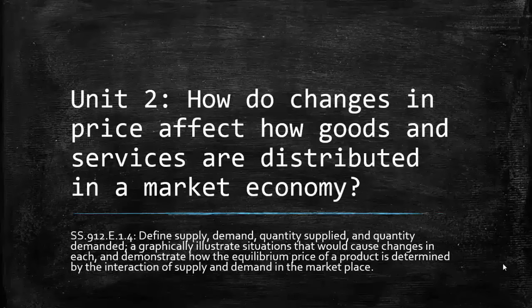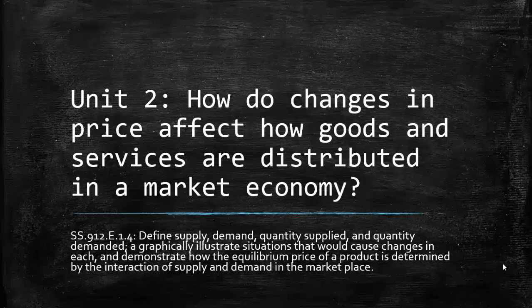All right, so this is Unit 2. We are basically figuring out, economically speaking, why stuff costs what stuff costs. I'd like to show you our standard down there. Define supply, demand, quantity supplied, quantity demanded, and graphically illustrate situations that would cause changes in each and demonstrate how the equilibrium price of a product is determined by the interaction of supply and demand in the marketplace. That is an absolute mouthful. Wow, I almost ran out of breath saying that.